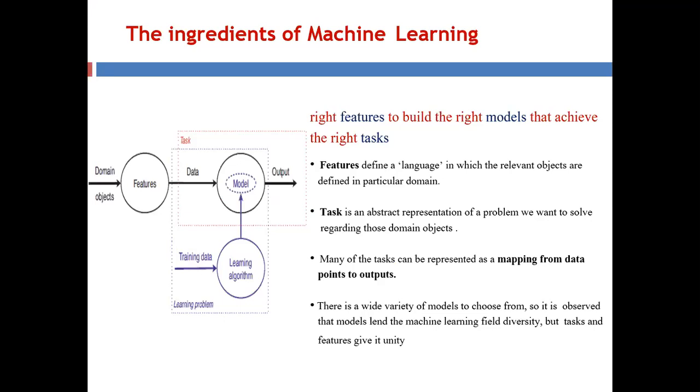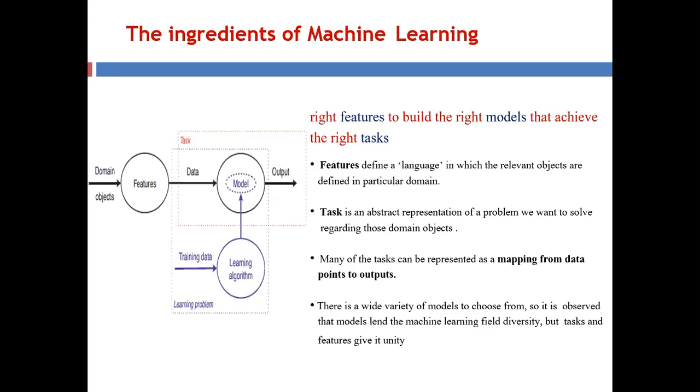Many of the tasks can be represented as a mapping from data points to output. This mapping is generally done by the machine learning model. There is a wide variety of models to choose from. You can have a geometrical model, a probabilistic model, an algebraic model, a logical model, a discriminative model, and whatnot. It is observed that the model lends the machine learning field diversity, but the task and the features give it unity. What does it mean?